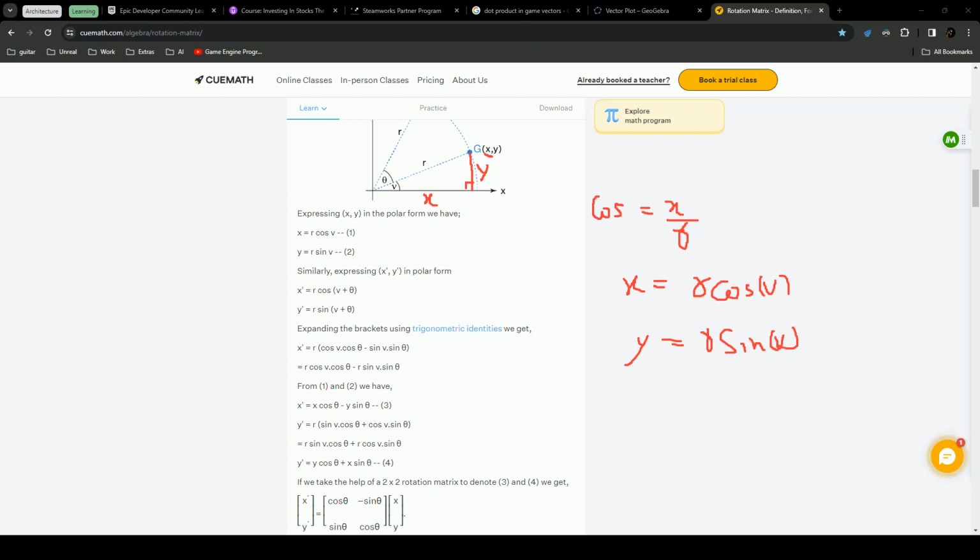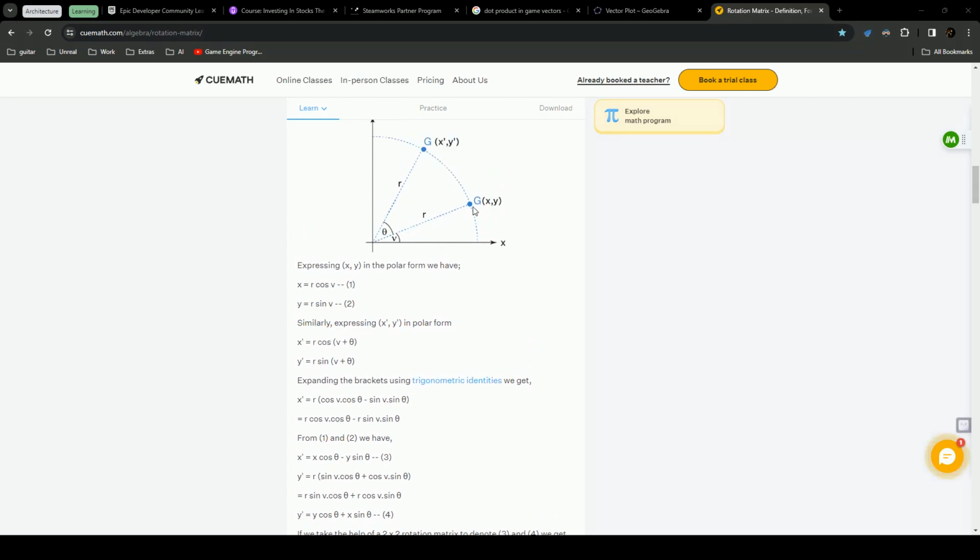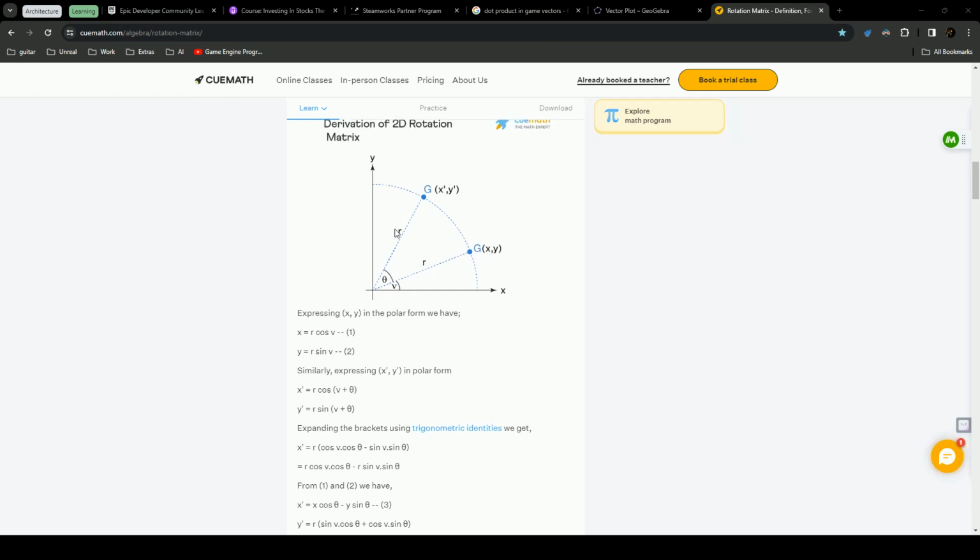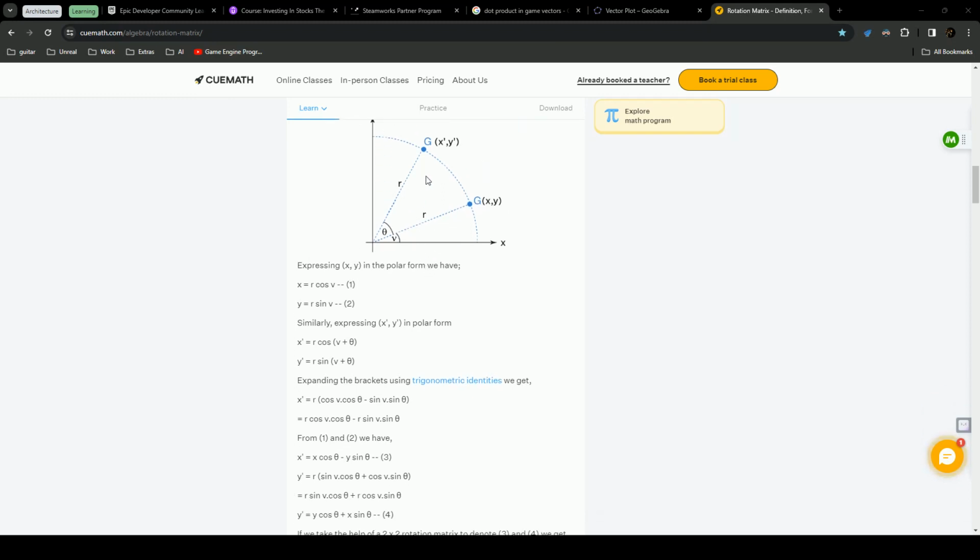Okay, so now we want to rotate this vector, the vector g with x comma y, by theta degrees. So similarly to what we have seen, x dash will be equal to r into cos theta, right? And in this case, what is the total angle? Theta plus v. So r into cos v plus theta. This will be x dash, and y dash will be r sine v plus theta.